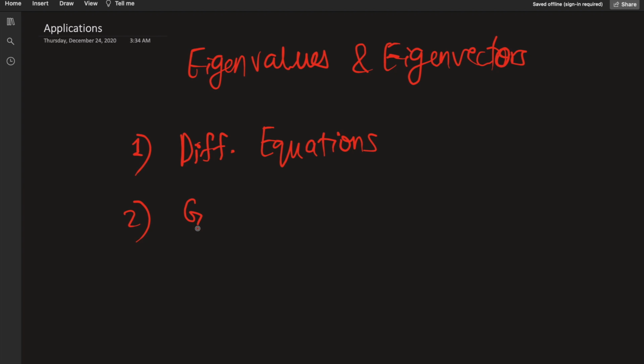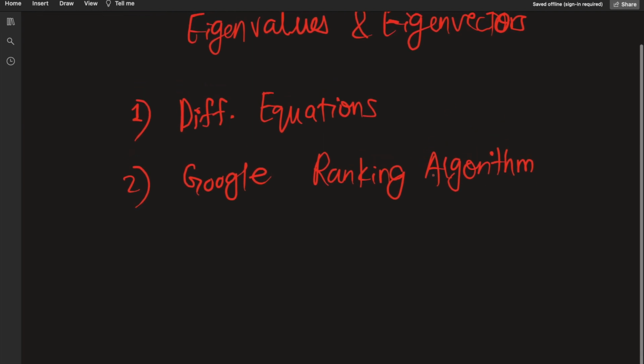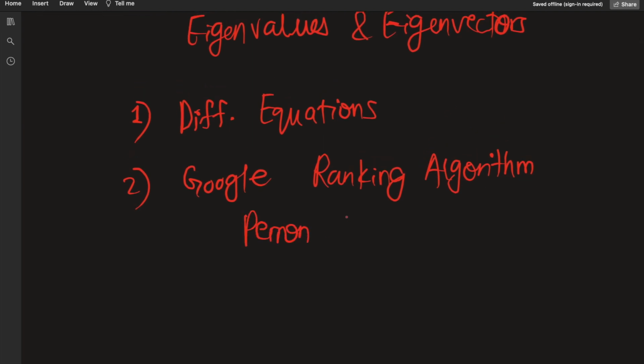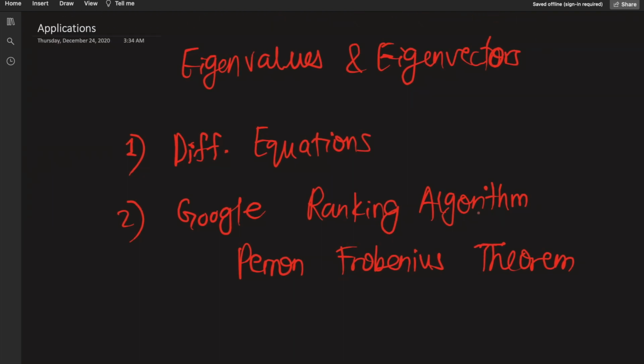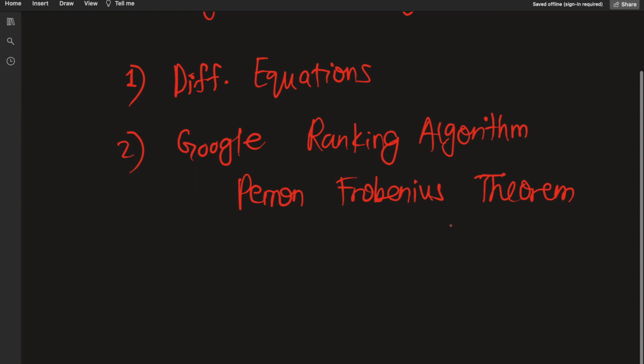Second is, I would say, Google's famous ranking algorithm. The way it ranks web pages is based on a theorem on eigenvalues and eigenvectors called the Perron-Frobenius theorem, which guarantees that a positive matrix will have a maximum positive eigenvalue, and then using that you can basically generate an algorithm of differences in ranking.